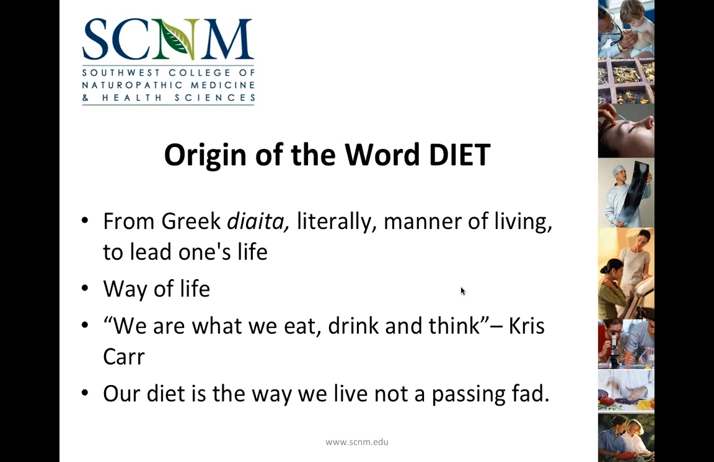And yes, people will come in, they want a diet, they want a quick fix. And it really is the role of the naturopathic doctor to gently steer them towards health as they lose the weight. If we don't do this, then we're going to come up short, and the patient's going to return to their old habits, and they're going to gain the weight back. And I love this. Chris Carr says this: we are what we eat, drink, and think.